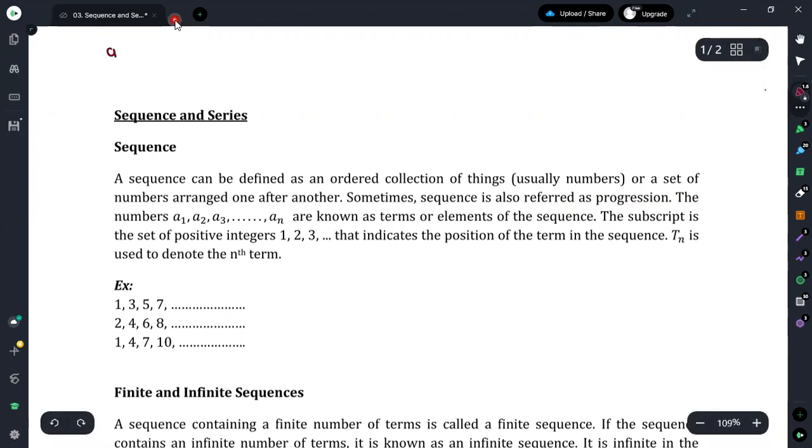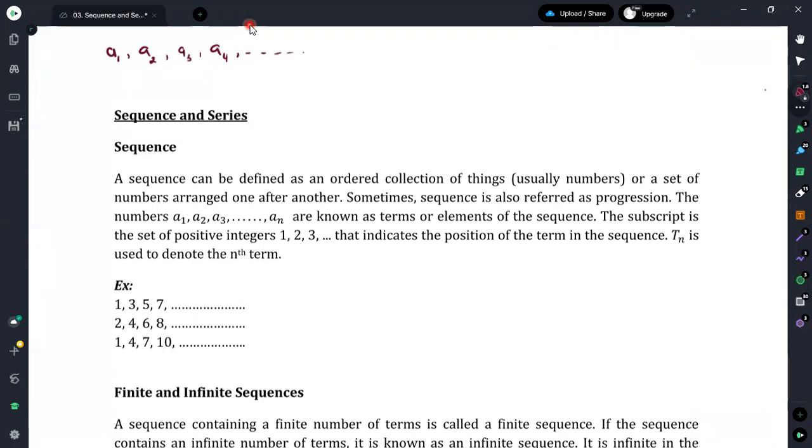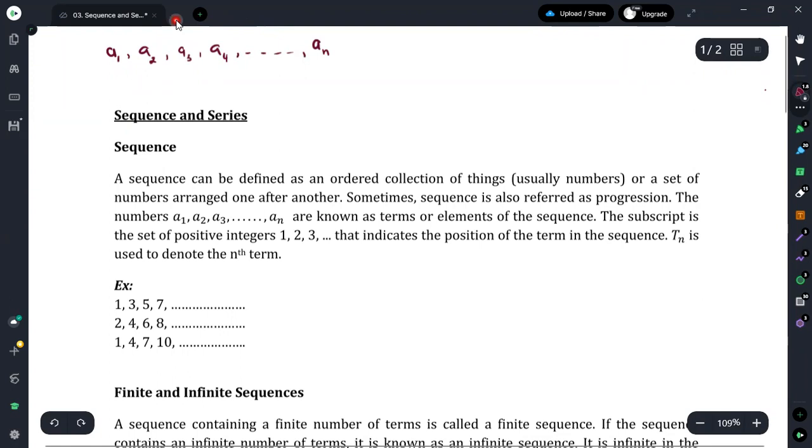Suppose that you have the numbers a1, then the next number a2, a3, a4. Likewise, you may have several elements, and here I will take an as the nth element. These are known as the elements of the sequence, or generally we say them as the terms of the sequence rather than the elements of the sequence. We tend to use them as the terms of the sequence.